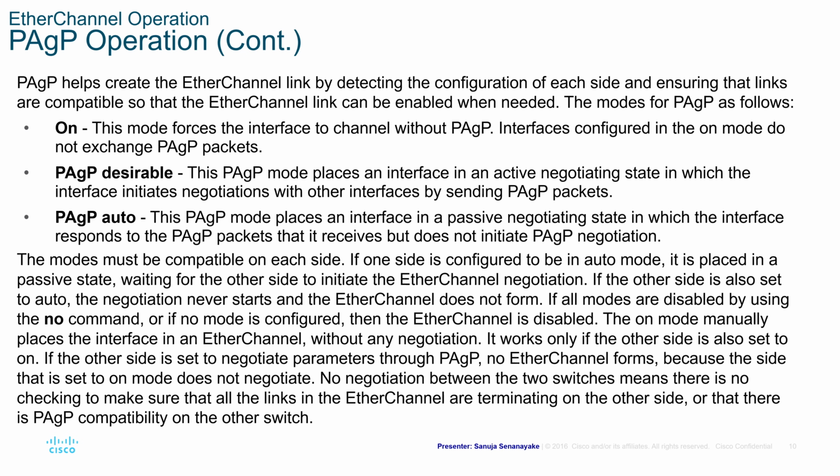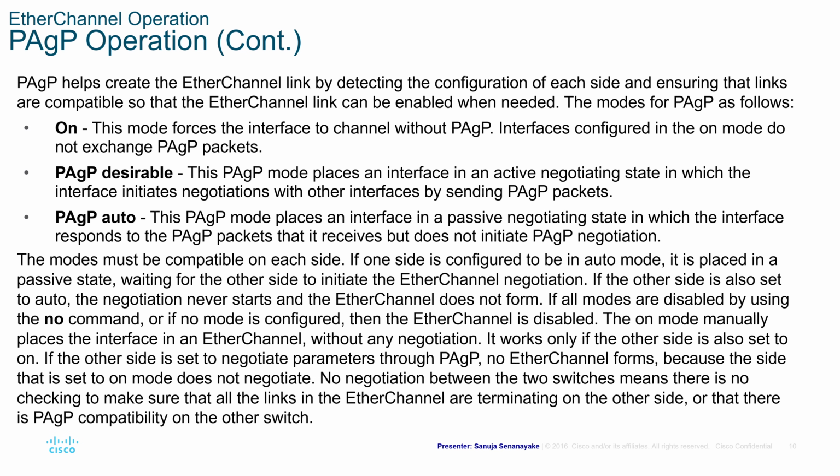This PAgP mode places an interface in an active negotiation state in which the interface initiates negotiations with other interfaces by sending PAgP packets. So that's PAgP desirable. It places the interface in an active negotiation mode, and the interface will send out those PAgP packets as a result. PAgP auto, the next mode, places an interface in a passive negotiation state in which the interface responds to PAgP packets that it receives but does not initiate PAgP negotiation.